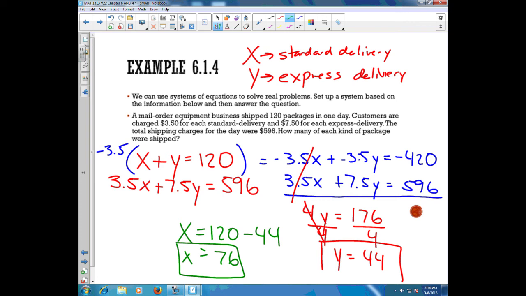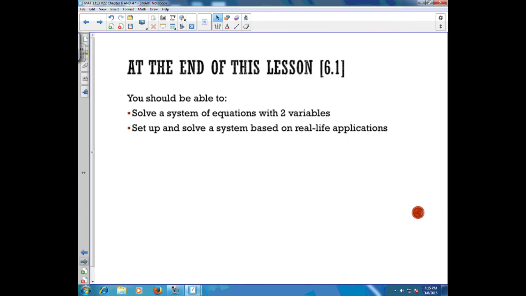And so notice when you're setting up this system, you want one equation based on the total amount, the number of each one, and then you want another equation based on the cost of each one, how it adds to the total cost. So at the end of the section, you should be able to solve a system of equations with two variables, and then set up and solve a system based on a real-life application.